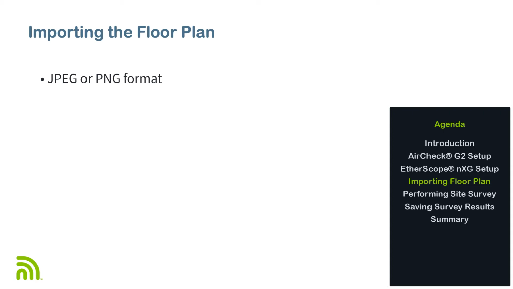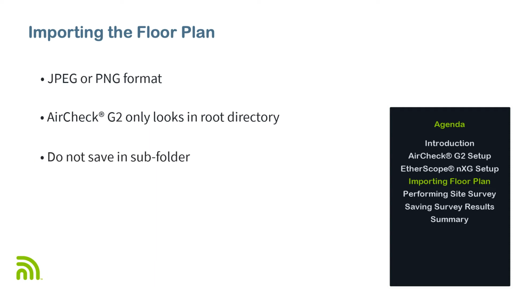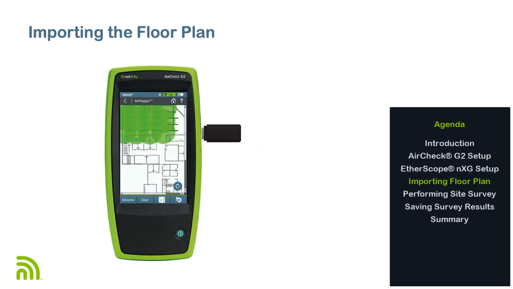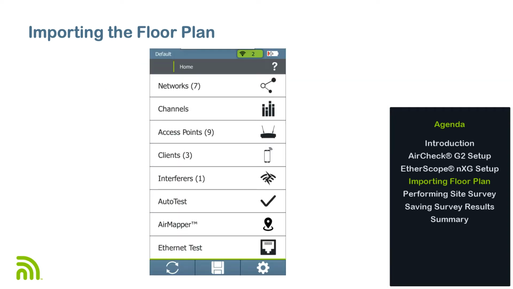Remember, it needs to be in JPEG or PNG format. An important detail to keep in mind is that the AirCheck G2 will only look in the root directory of the USB thumb drive for floor plans. Be sure to copy the floor plan image to the root of the USB thumb drive. Do not save it inside a folder. After I've copied the file to the USB thumb drive, I can connect the drive to the AirCheck G2 or the EtherScope nXG. We'll start the process for the AirCheck G2.